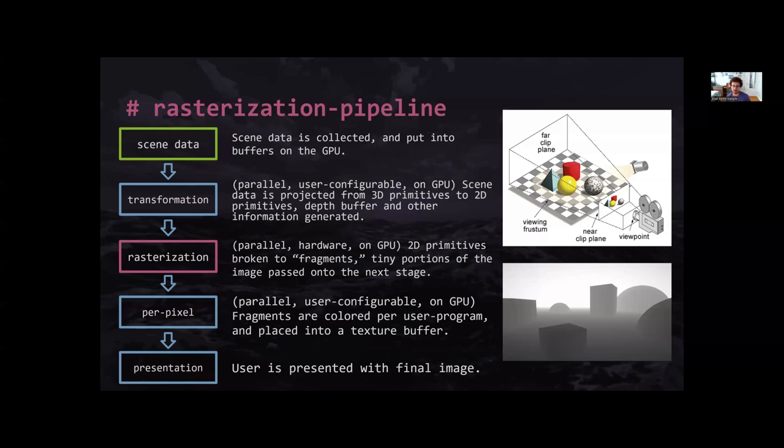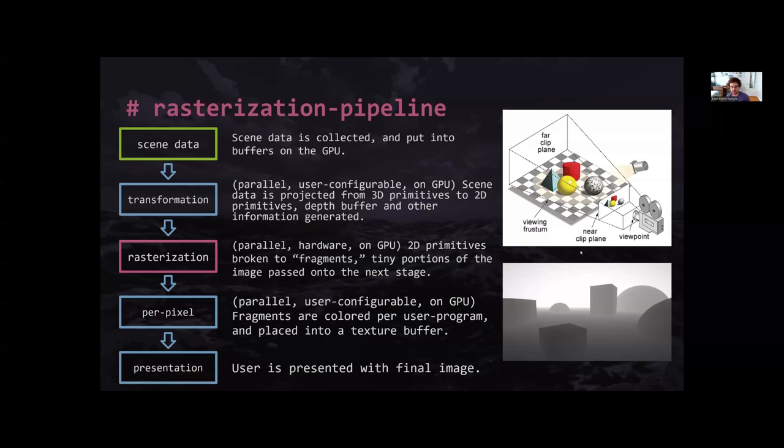And after we've rasterized these into fragments or pixels, we send them into another parallel, user-configurable program. This program runs on each pixel in parallel, and these fragments are colored per the user program. So that could be used to assign, oh, this cylinder here is a red cylinder, and this has lighting, things like per-pixel lighting, and then it's placed into a texture buffer, which is ultimately returned to the CPU or just presented as the final image.